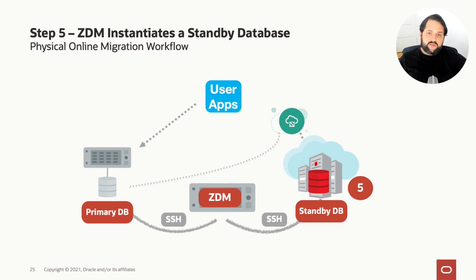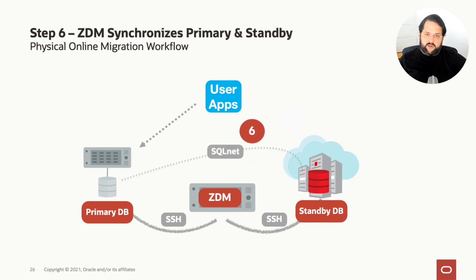So ZDM will instruct the primary database to set up SQL Net connectivity to the actual target. So now we have a primary and a standby configuration, right? And SQL Net connectivity between the primary and the target database in the cloud on ExaCS. And ZDM will take care of this when the synchronization happens. Now, really important, as I mentioned, let's say your primary database is not encrypted. It doesn't have TDE by default. That's fine. We'll encrypt the target.